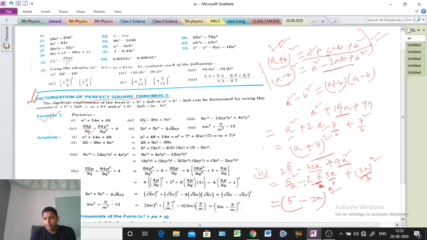Why? Because 3 square means 9 and z to the power 5 whole square means what? Z to the power 10, 5 into 2 here 10. Clear or not? That's why we are writing here in bracket 3 into z to the power 5 and outside power square. Clear? So this is what? 9z to the power 10. Okay, next minus, sorry.